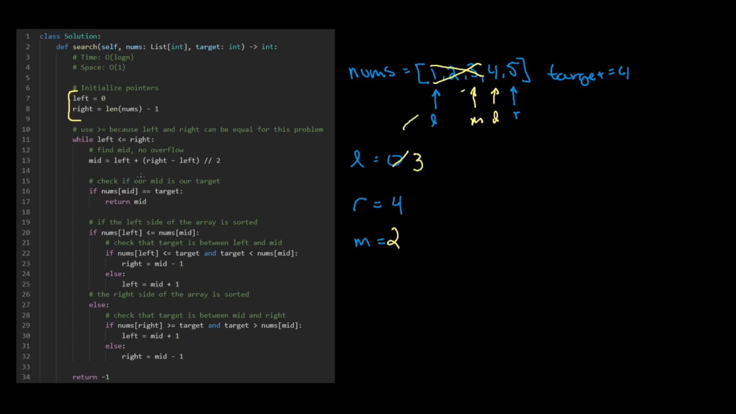So now let's go to the next iteration. If left is less than or equal to right, we do this loop, which it is. And our midpoint is going to be 3. So we want to update this to 3. And now we check. If nums at mid is equal to our target, we return the mid. And our target is 4, and our mid is pointing to 4, so that's true. So now we just return mid.